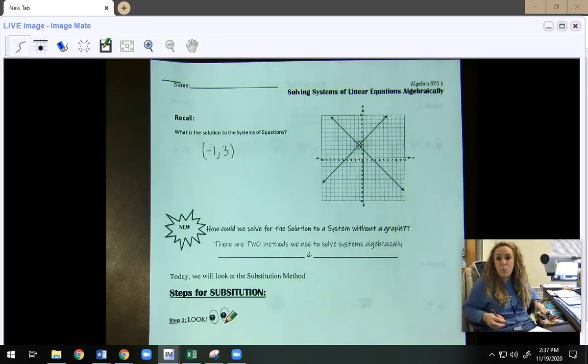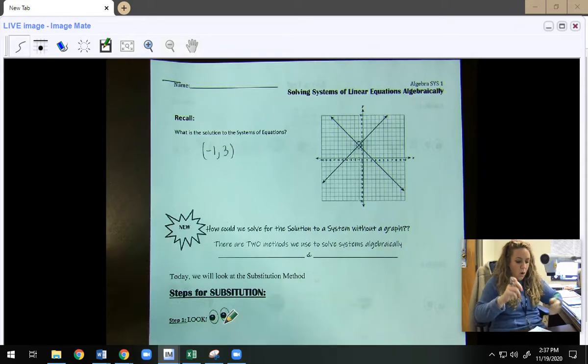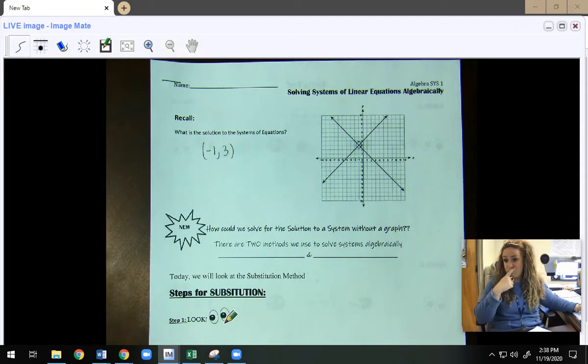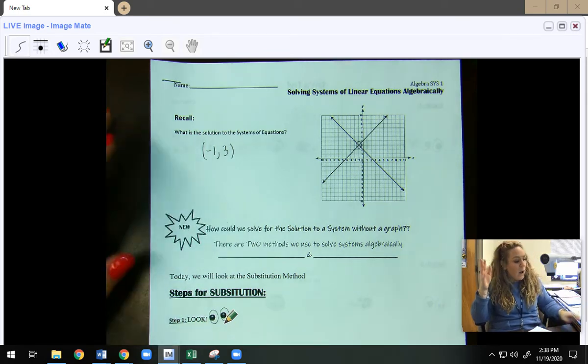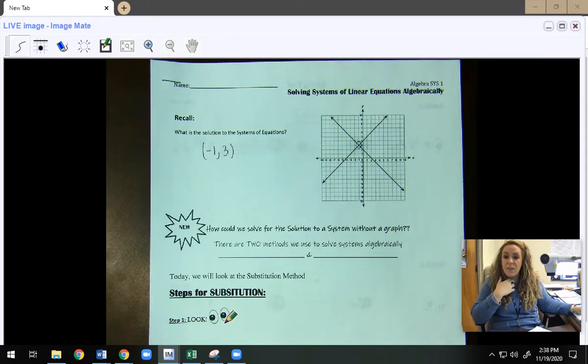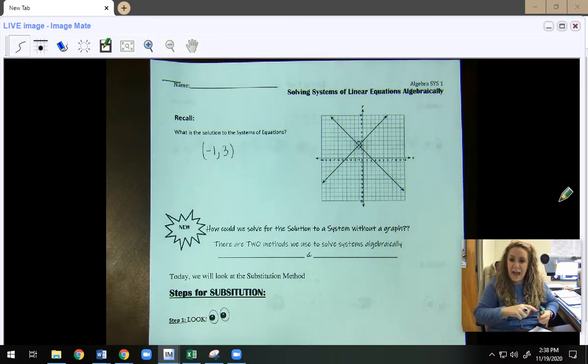Now, what happens when we don't have a graph? What we're going to be talking about for the next week or two is how to solve a system of equations algebraically. Now, yes, you can always graph a system, exactly like we did in our last unit. But if somebody says in the question, solve the system algebraically, this is how you have to do it, okay?